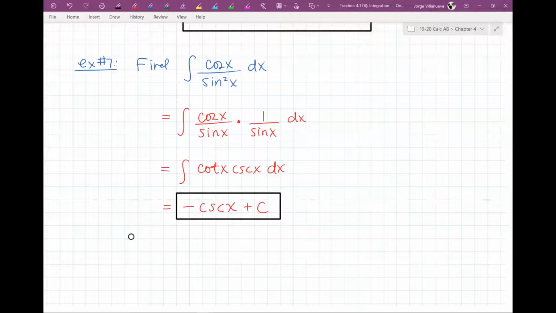So, let me see. I'm just trying to check something here.